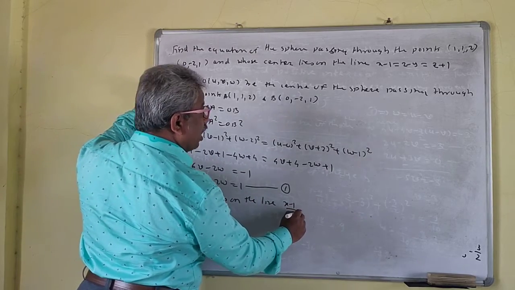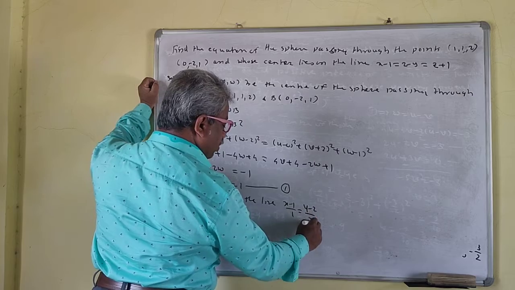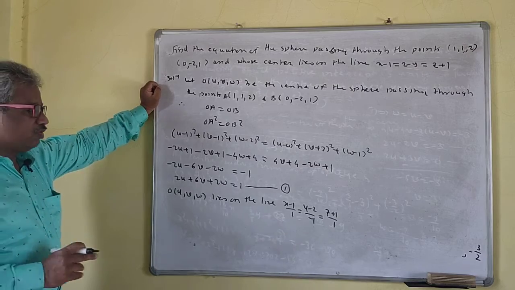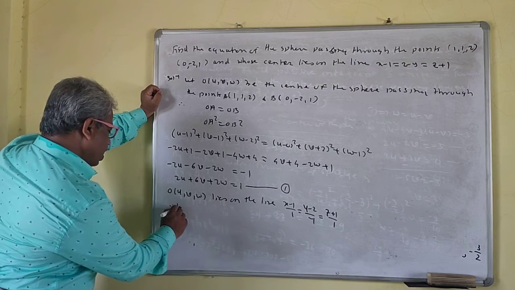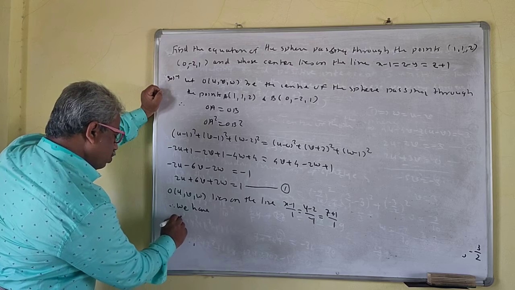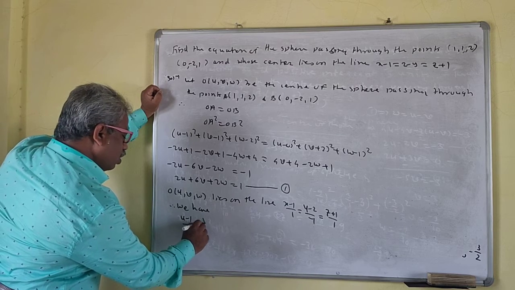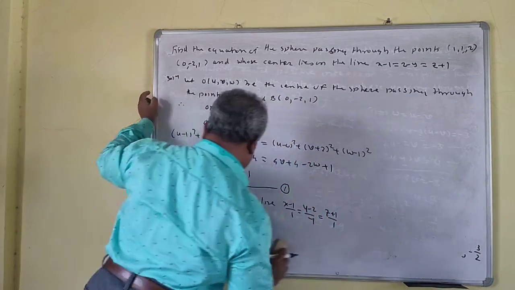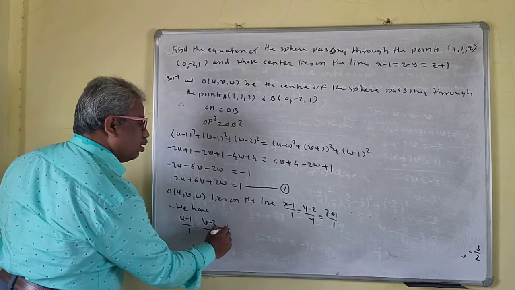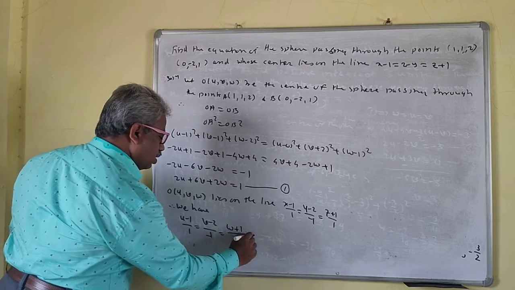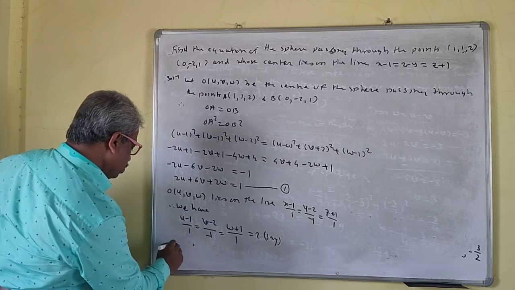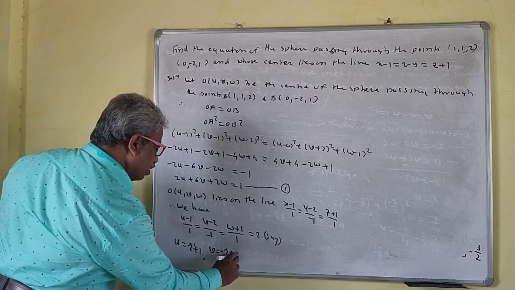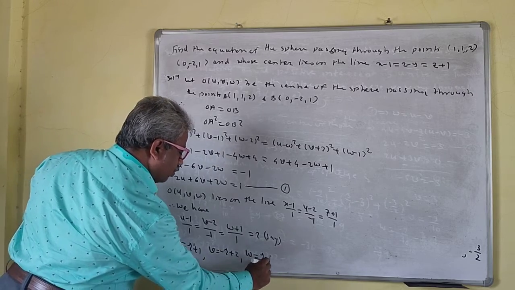I write the line as (x - 1)/1 = (y - 2)/(-1) = (z + 1)/1, because with 2 - y it is easy to find this way. So we have (u - 1)/1 = (v - 2)/(-1) = (w + 1)/1 equal to r, say. So then u is equal to r + 1, v is equal to -r + 2, w is equal to r - 1.